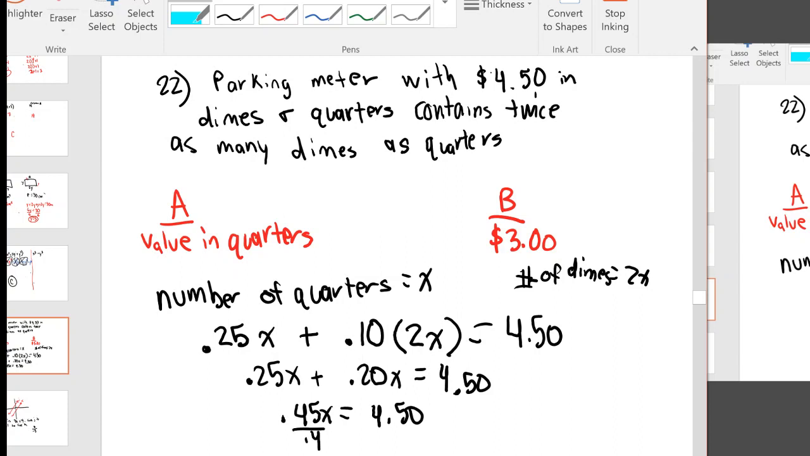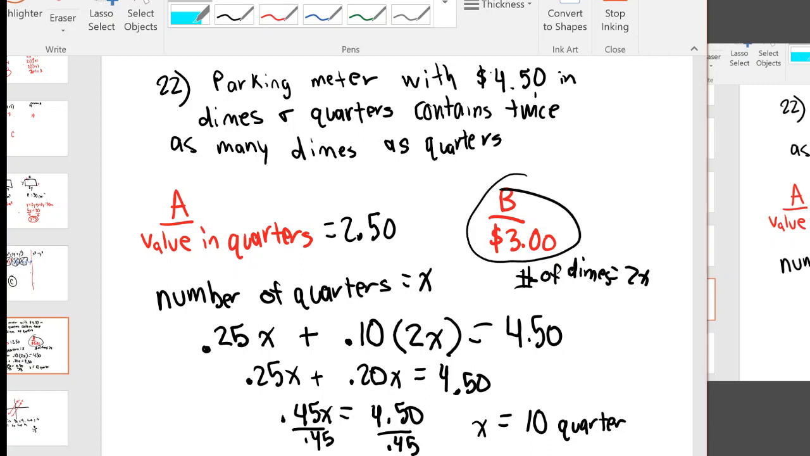If I use inverse operations, x is going to equal 10. So there's 10 quarters. If I wanted to find how many dimes, there's 20 dimes, but that's not important for this problem. The value in quarters, so if there's 10 quarters, then I know the value in quarters is $2.50, which is less than $3. So B is my correct answer.